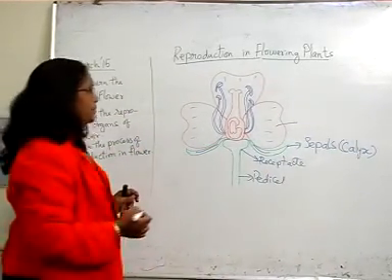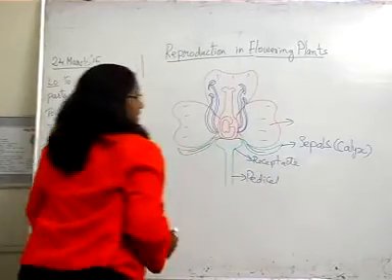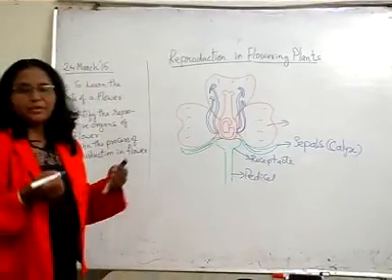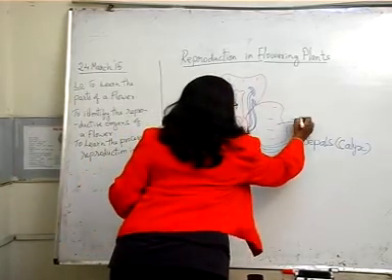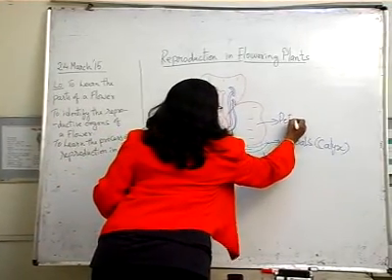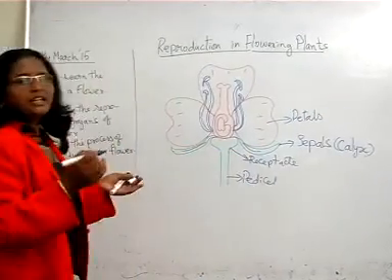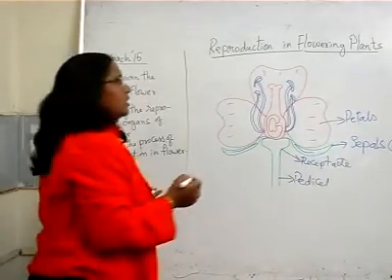They are the petals, which are colorful, they produce scent and they attract insects. So, these are the petals which form a ring-like structure called the corolla.